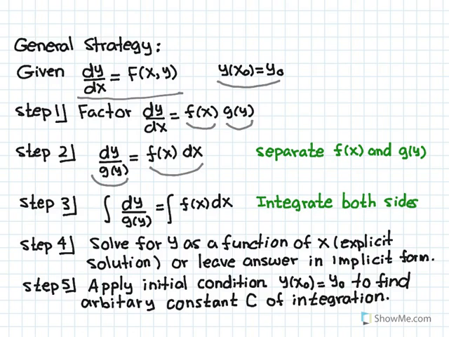Step 4 is to solve for y as a function of x. So make y the subject as an explicit solution, but sometimes that's not possible, so we'll leave the answer in implicit form. Step 5 is to apply the initial condition y of x0 equals y0 to find the arbitrary constant c of integration, because whenever you integrate, you're going to get a constant of integration, constant c, coming out.